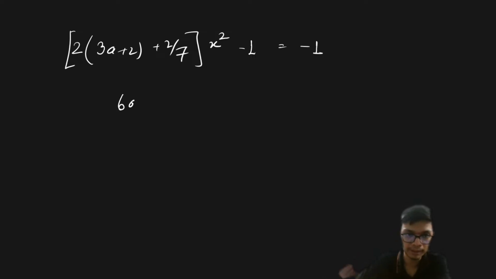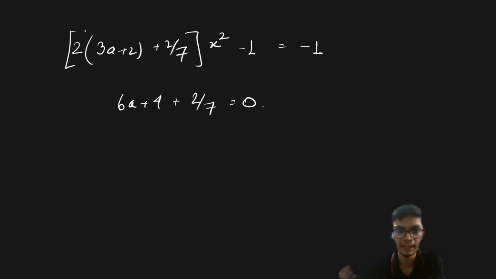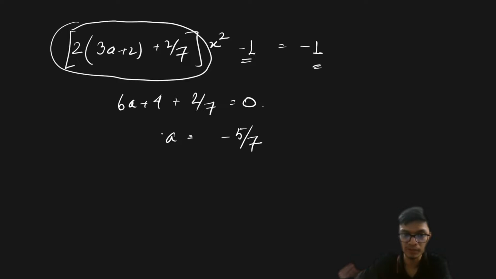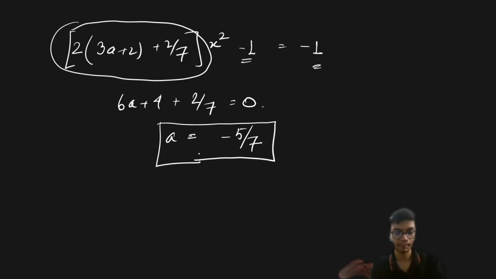So simplify this part, it is going to be 6a plus 4 plus 2 by 7 is equal to 0, because if you compare the coefficient of x square, it should be equal to 0, in order for this to be equal to 1, right. That's how simply I'm doing it. And from here you will get the value of a coming out as minus 5 upon 7.